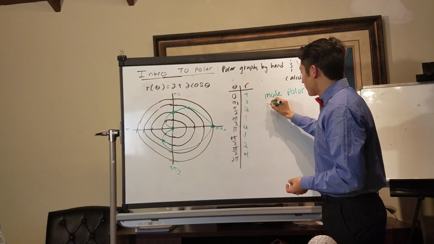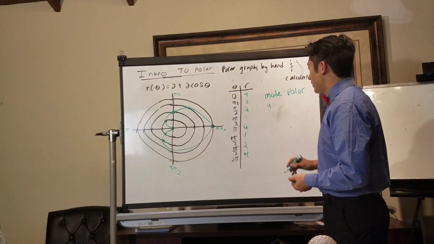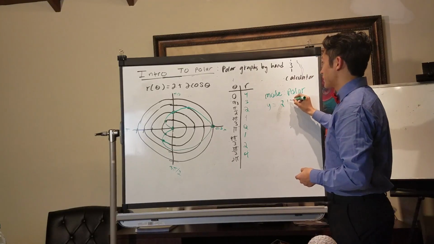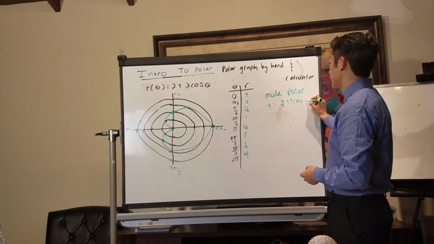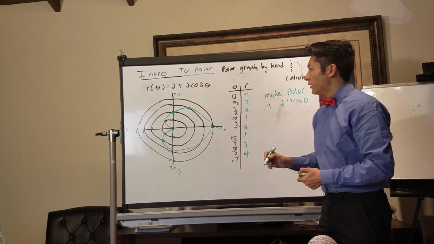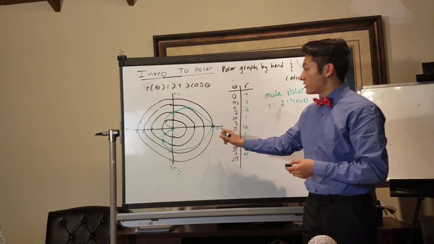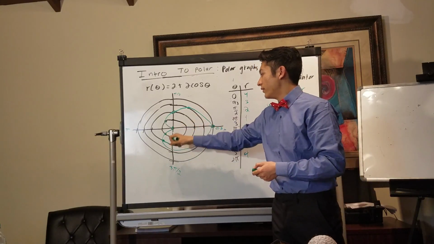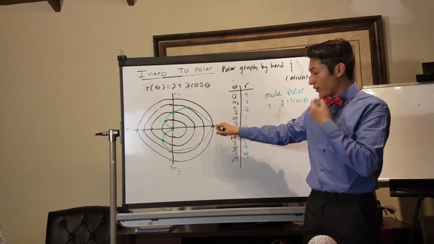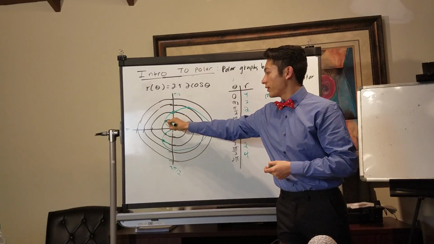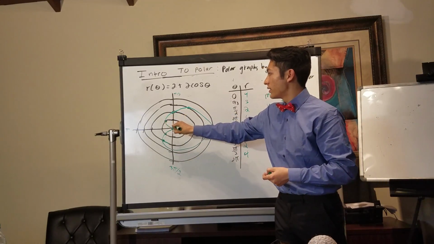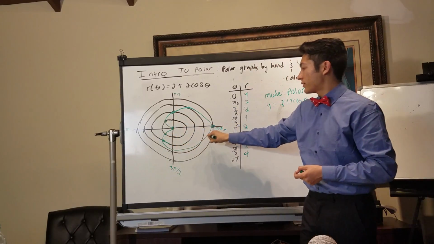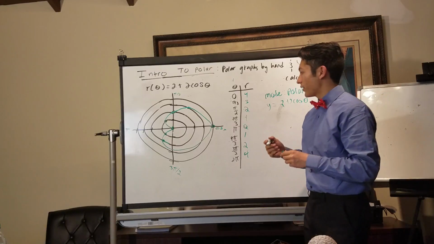So you're going to hit the y equals button, and then put in 2 plus 2 cosine of theta. And when you graph it, you can actually see the rotation occurring in the graph. So you'll be able to see it start from this point here, rotate all the way across the pi over 2 angle to 0, across, and then back to its original starting point.